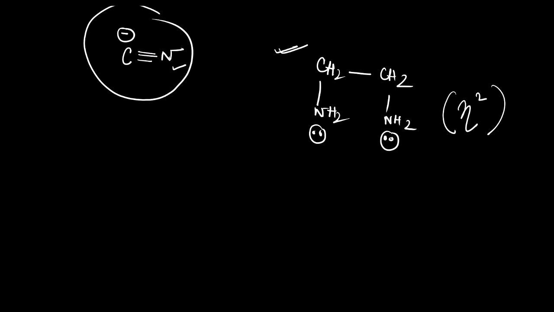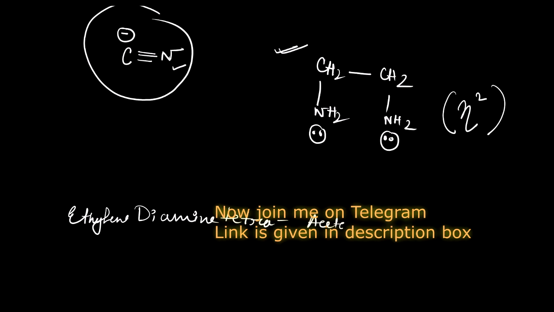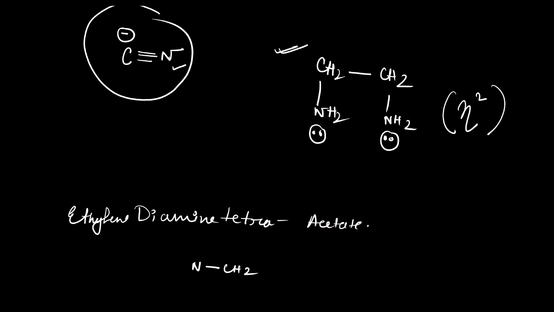If we go for another example, like ethylene diamine tetraacetate. In the case of ethylene diamine tetraacetate, the structure is NCH2, CH2N, with each nitrogen attached to CH2COO minus.